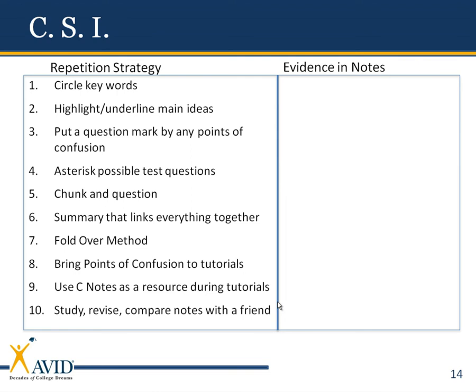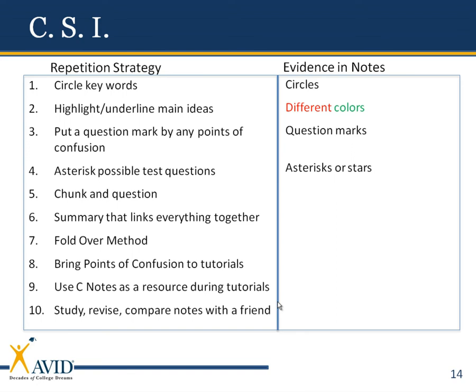Does anybody out there like CSI? I do too. Remember on CSI that you can't convict a criminal unless you've got some evidence. And I can't convict you of being a Cornell note superstar unless I've got some evidence of repetitions in your notes. So let's look at, using these 10 strategies for repetition, what are some of the evidence that we could see in our notes? Well, circling keywords, that's easy enough. I should be able to see some circles. Underlining or highlighting our main ideas, maybe we're doing that in different colors. That's an easy way to have evidence that we're using repetition. Maybe putting a question mark by our points of confusion, I should be able to see evidence of question marks. If I'm going to asterisk possible test questions, then asterisk or star. Okay, those are the easy ones.